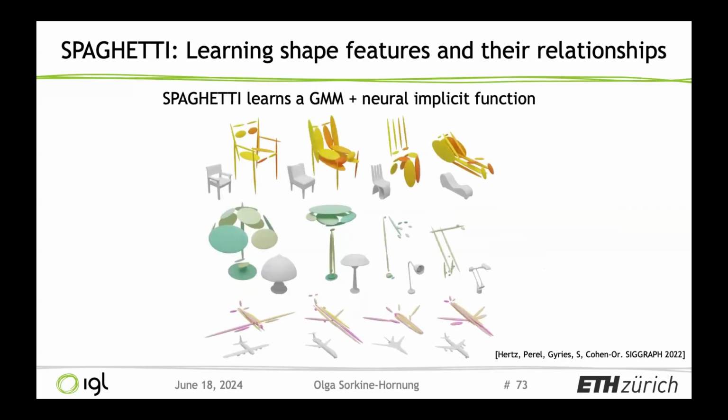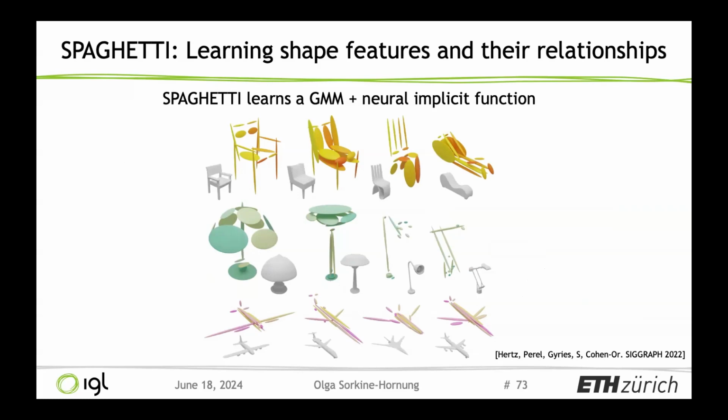So in a recent work with Dani Kohenor, Amir Hertz, Or Perel, and Raja Jirius, we designed this spaghetti system. Don't ask me how the acronym, I don't think the acronym is related to the title of the paper, but you have to have an acronym in deep learning papers. So we called our network spaghetti.